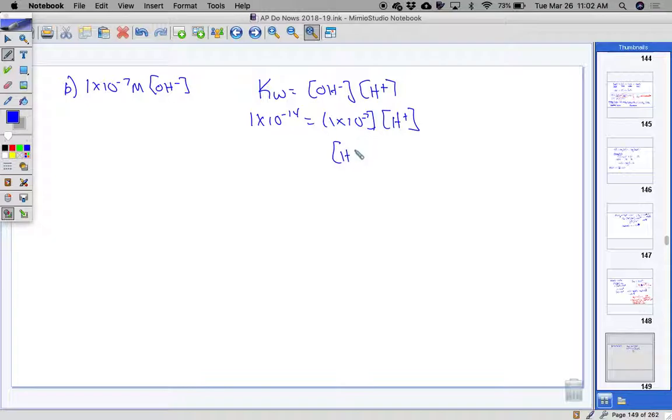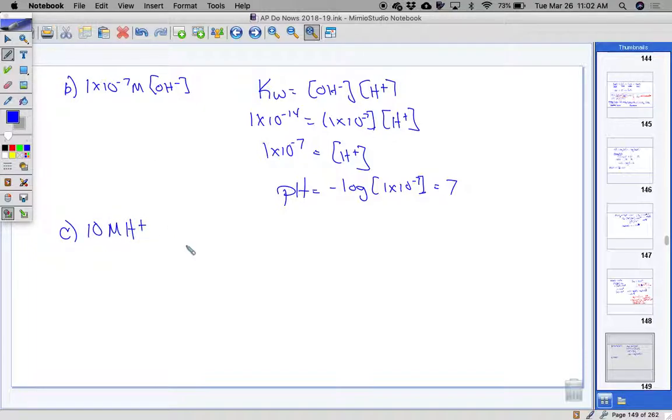Same thing. 1 times 10 to the negative 7th. So the pH is the negative log of 1 times 10 to the negative 7th, which is 7. All right. What about the last one? That's the one you don't like.